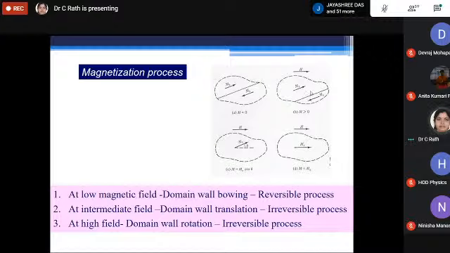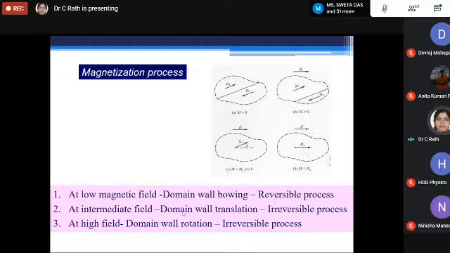When you apply more field, at intermediate field, what will happen? The whole magnetization, both the domains, now align towards a direction along the easy crystallographic axis, which is nearly equal to the magnetic field direction. And at higher field, the complete rotation of this magnetization direction occurs and it aligns towards the magnetic field direction.